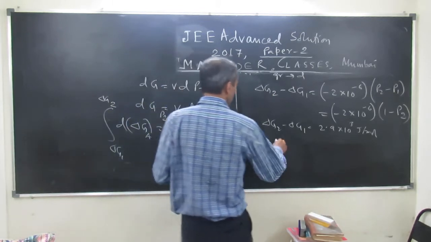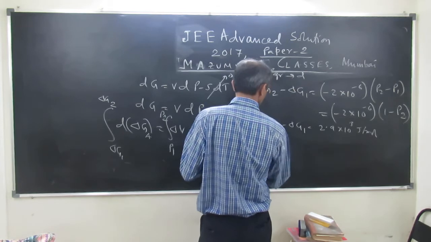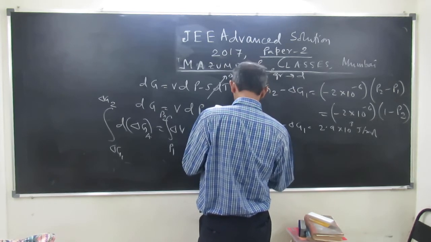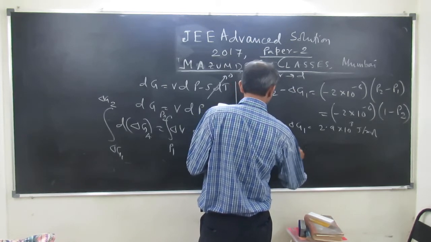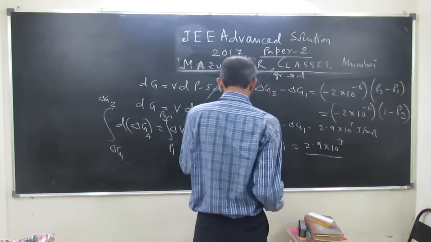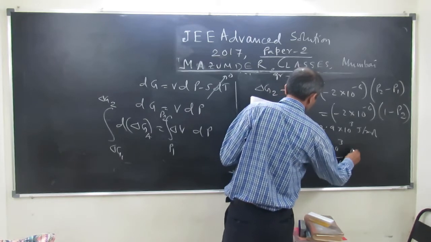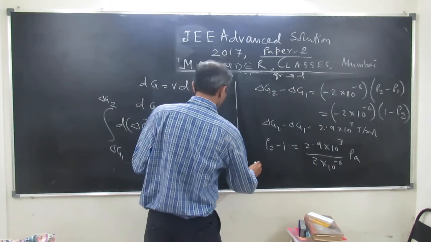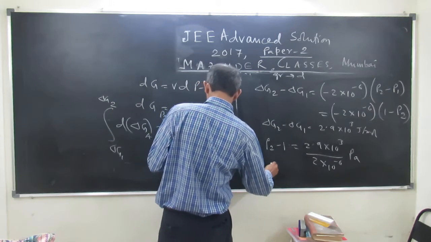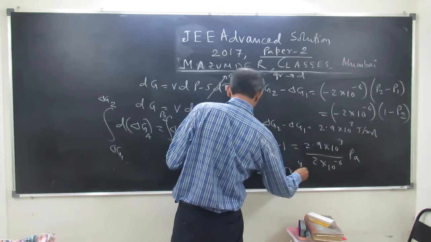So we can rearrange: P2 minus 1 is equal to 2.9 into 10 to the power 3 divided by 2 into 10 to the minus 6, which is in Pascal. Therefore we get P2 equal to 1.45 into 10 to the power 4 bar.